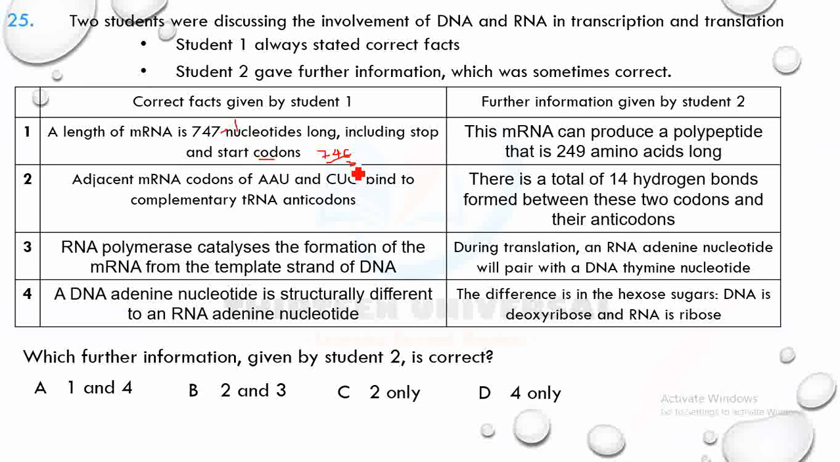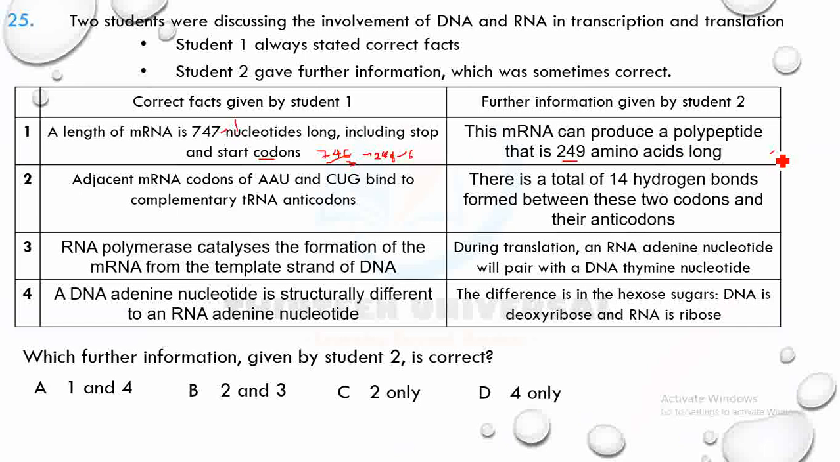When you divide it by 3, pressing my calculator, 746 divided by 3 gives me 248.66, so 248 point something. Of course, it's not up to 249. So this says 249, and this is wrong.